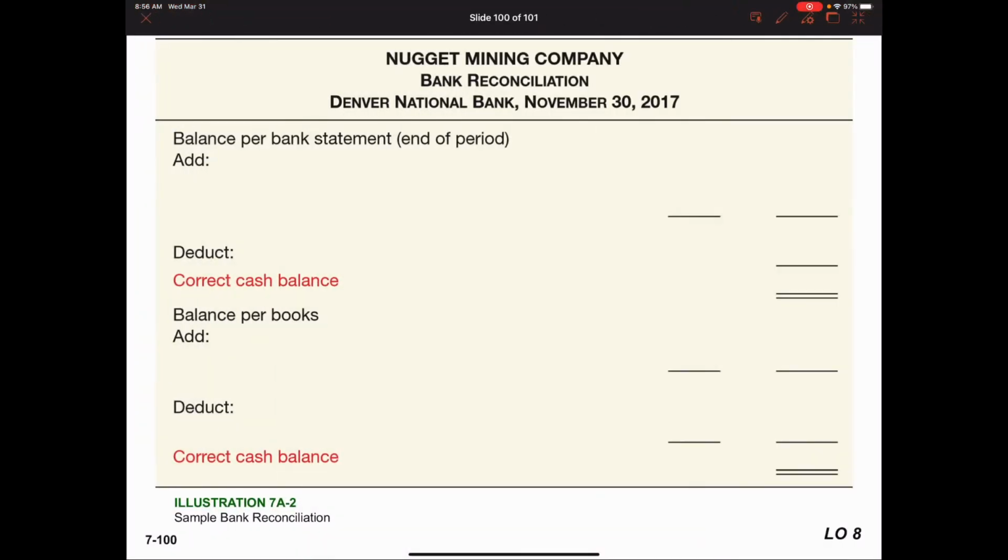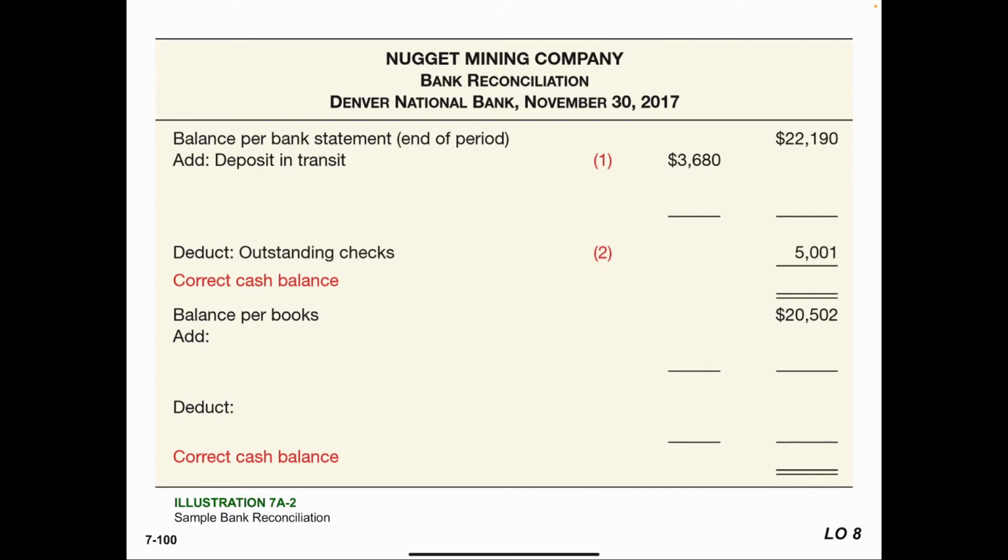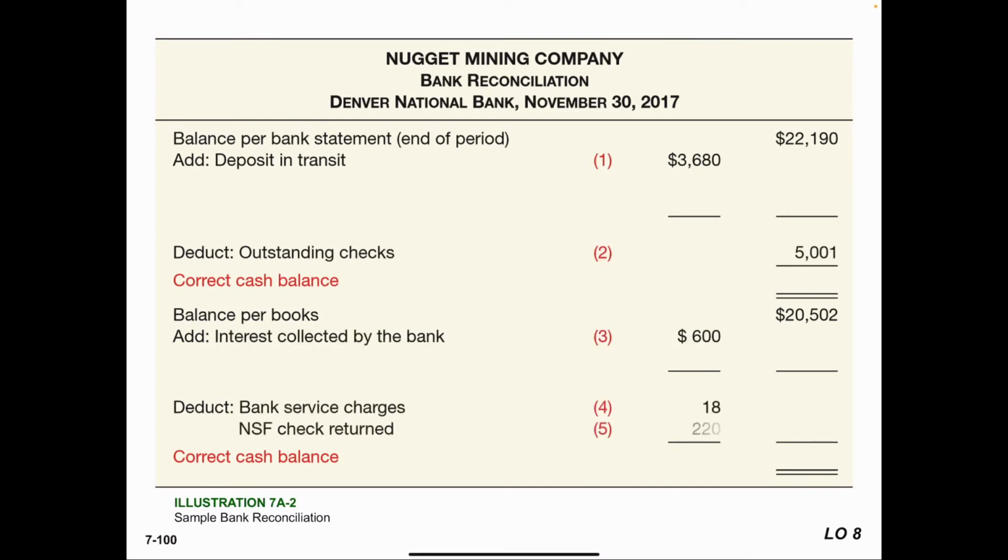Again, let me check. Here I deduct the outstanding checks, $5,001, like here.